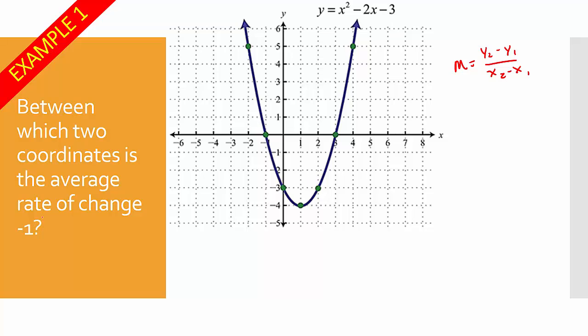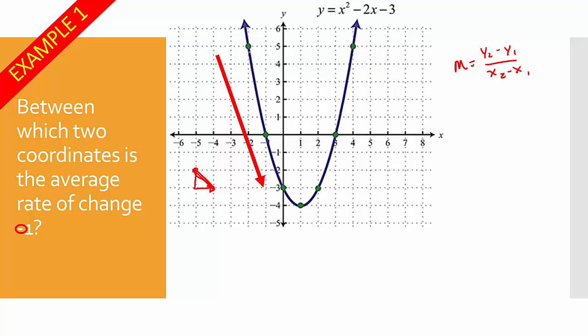So the key here, rather than try and find a whole bunch of different rates of change, is that we have a negative sign, which tells us that we're looking for something on this side, because this is where our rate of change is decreasing. Over here it would be increasing. So we're looking for a decreasing rate of change, and we're looking for a rate of change of -1. So that means something that goes down 1 and right 1. So basically something that, if we drew a straight line between the points, would give us this.